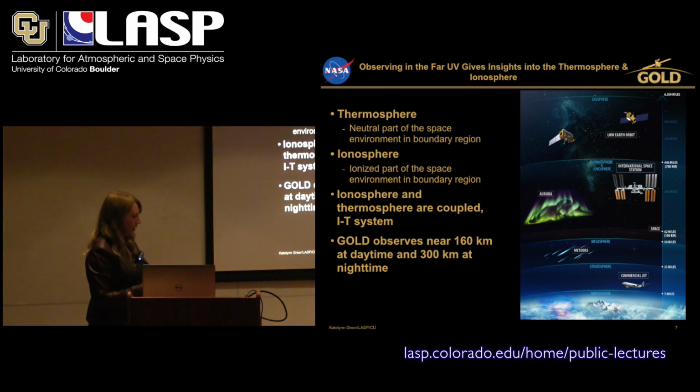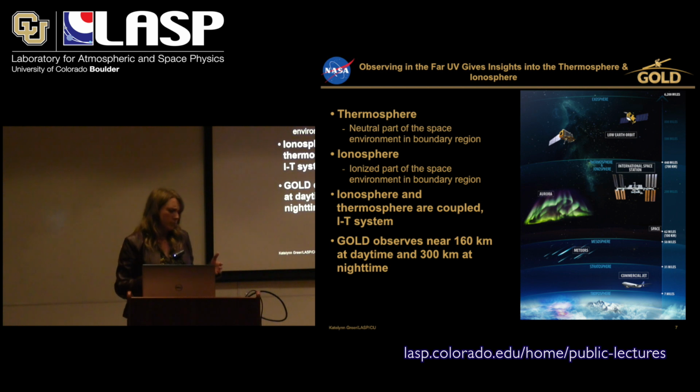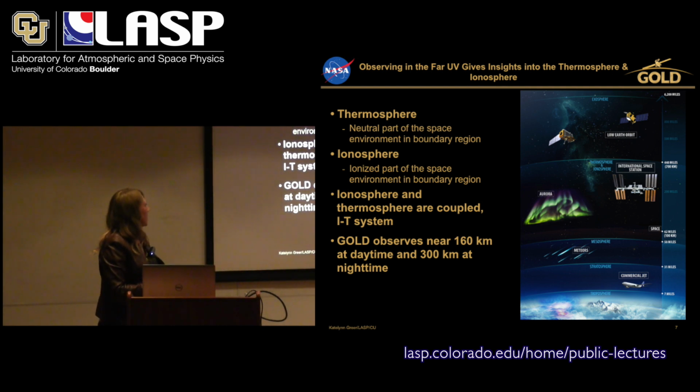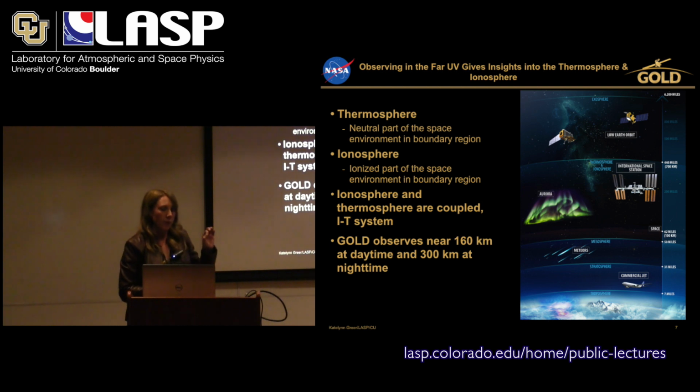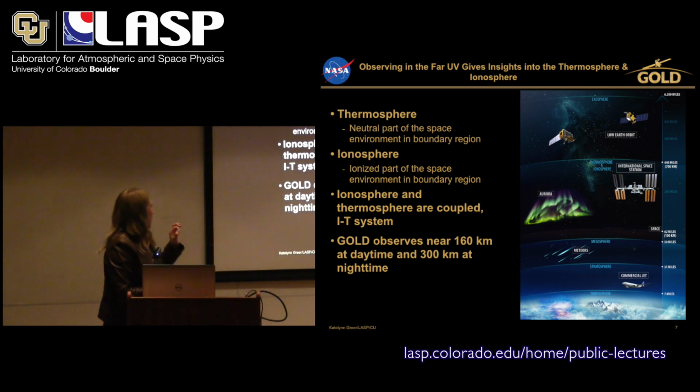The ionosphere and thermosphere are coupled, and that means that when you perturb the thermosphere, you also perturb the ionosphere, and vice versa. So GOLD, the mission that I'm going to be talking to you most about, observes the thermosphere at approximately 162 kilometers in altitude during the daytime and at approximately 300 kilometers in altitude at nighttime. And this has to do with the emission profile of the thermospheric emissions that we observe.